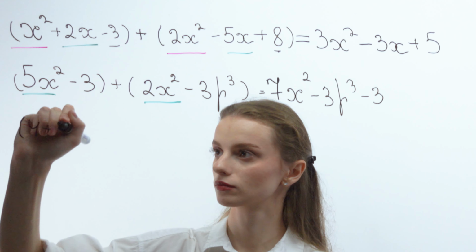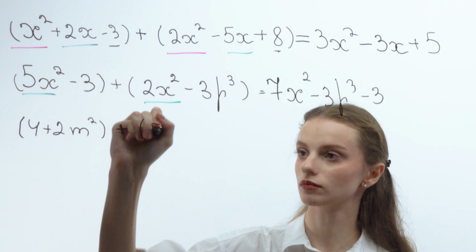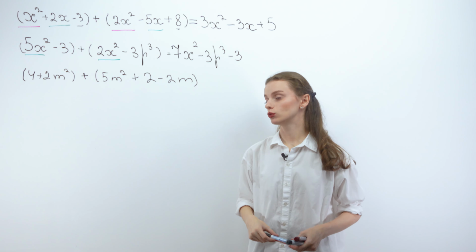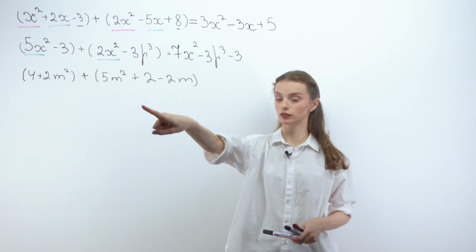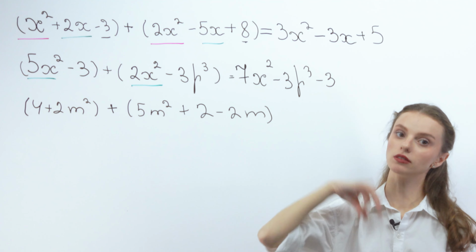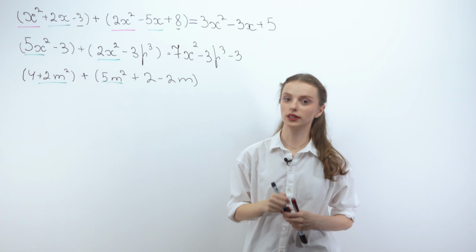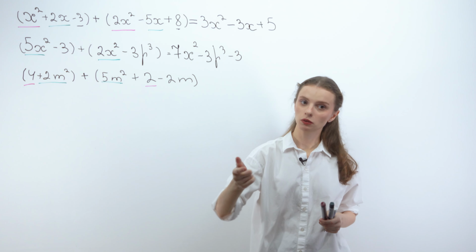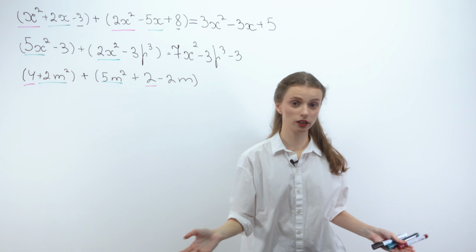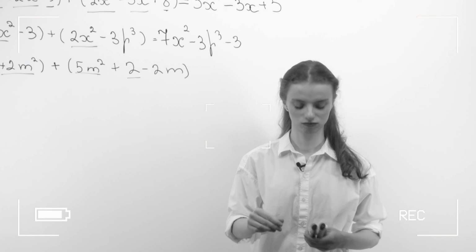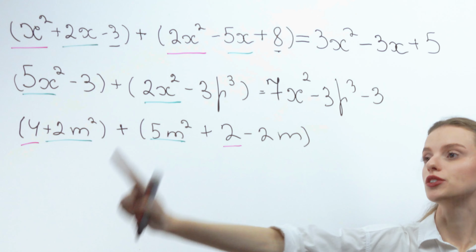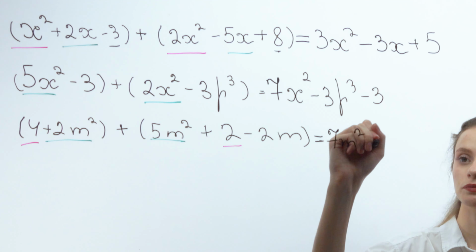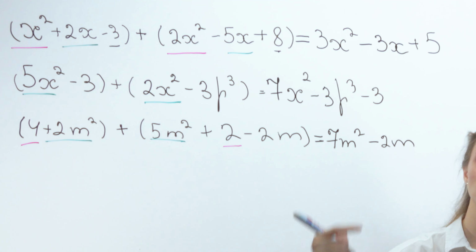In this example, I have 4 plus 2m squared plus 5m squared plus 2 minus 2m. Let's combine like terms. Ooh, I see 2m squared and 5m squared, because m is to the same power, so I can combine them. What else can I combine? I can combine 4 and 2. And my negative 2m will stay by itself because I cannot combine it with anything else. 2m squared plus 5m squared, now I have 7m squared. Then I have negative 2m. And then I have 4 plus 2, which is 6.